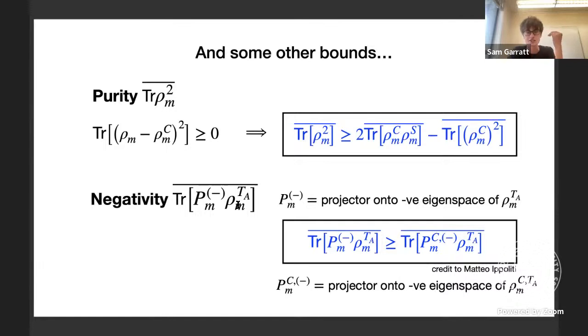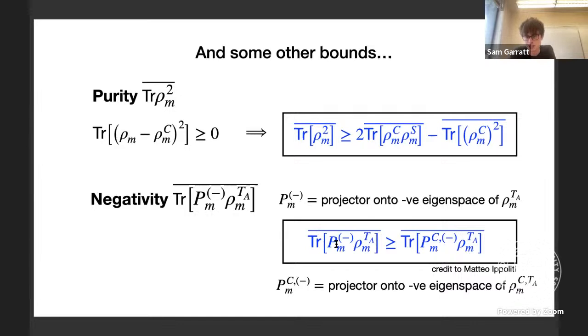And so basically negative eigenvalues of the partially transposed density matrix tell you that your state is entangled. If your state was entangled, you end up getting some negative eigenvalues. You can then define the projector onto the space spanned by the corresponding eigenvectors. And then the negativity is this object.